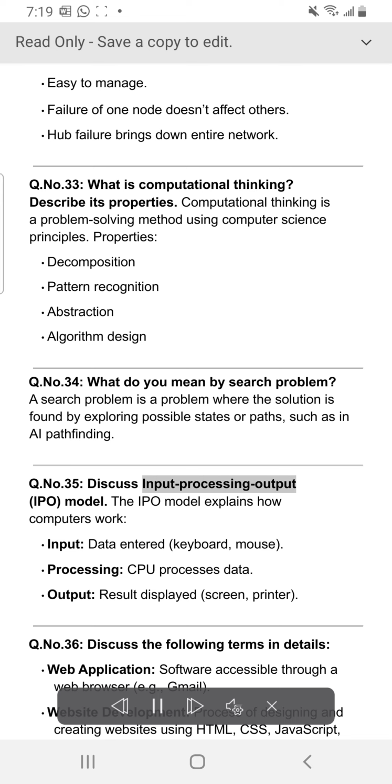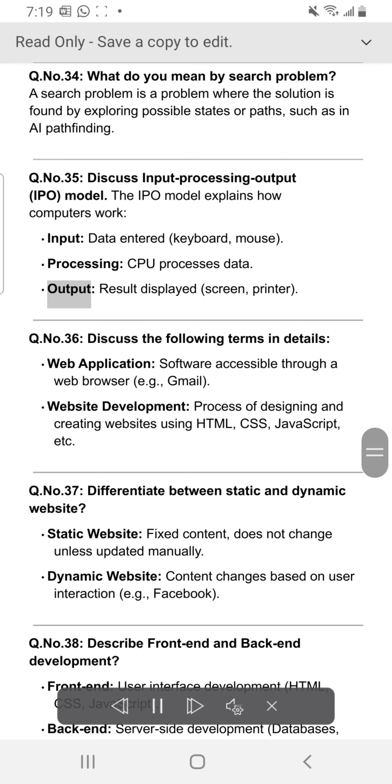Number 35. Discuss input processing output, IPO, model. The IPO model explains how computers work. Input: data entered, keyboard, mouse. Processing: CPU processes data. Output: result displayed, screen, printer.